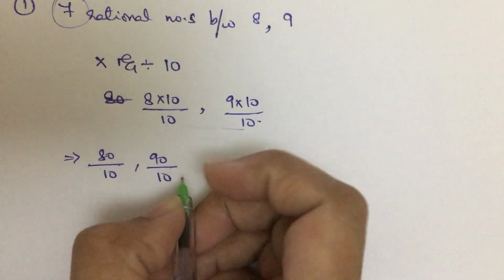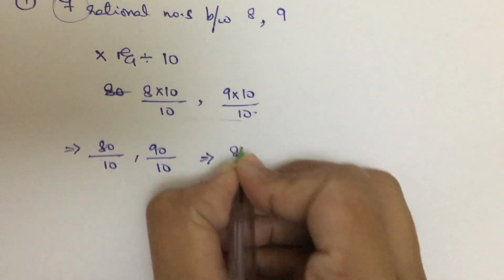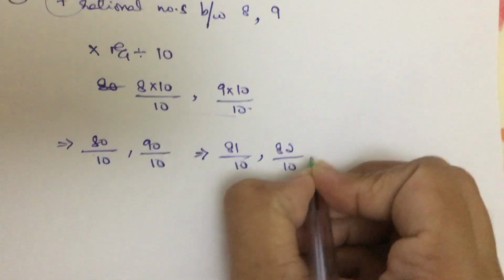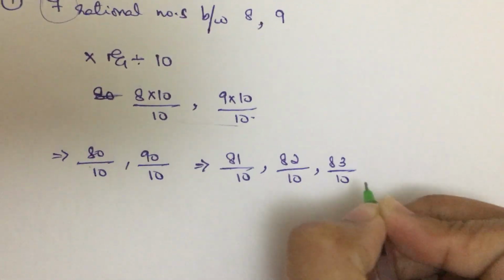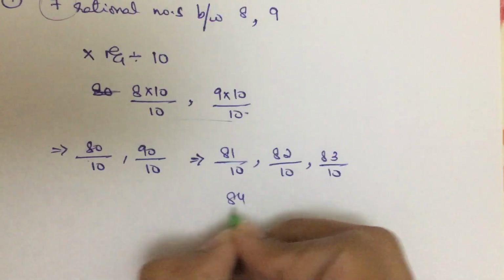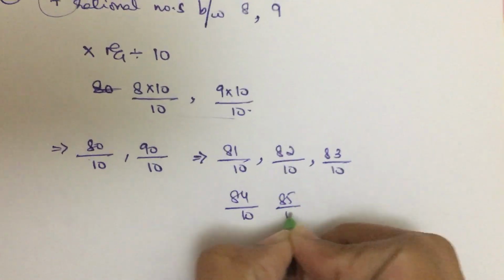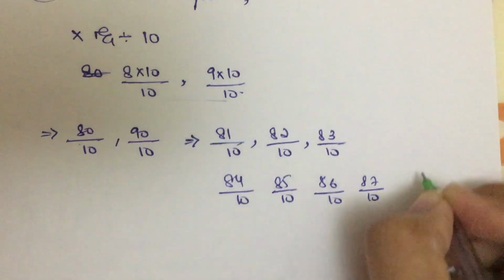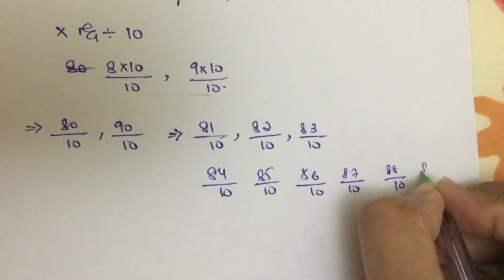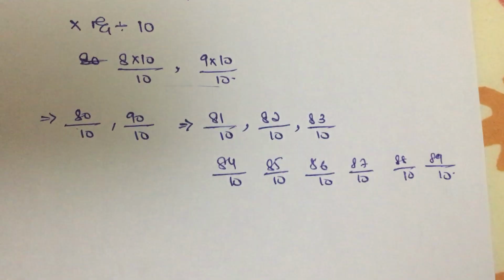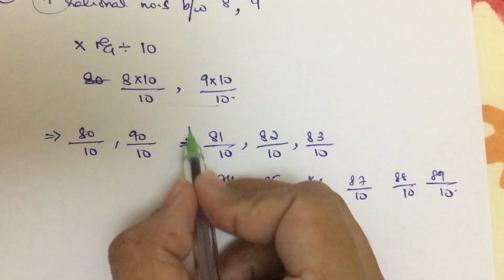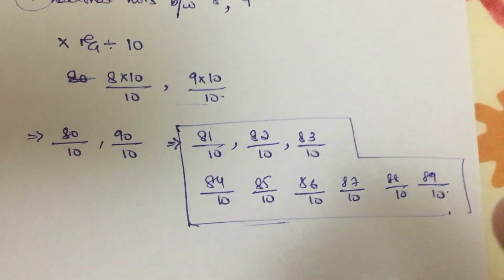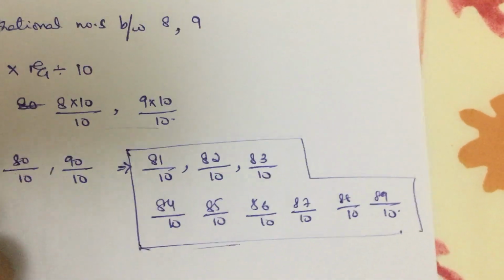So what can be coming in between them? I will have 81 upon 10, first rational number, 82 upon 10, second, 83 upon 10, third, 84 upon 10, 85 upon 10, 86 upon 10, 87 upon 10, 88 upon 10 and 89 upon 10 is what I am going to have, right? These are the rational numbers, and from them I can pick any rational number. One more thing. Okay, this is the first question.